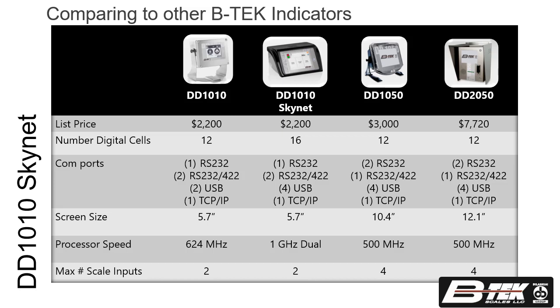In addition to the differences compared to the original DD1010 on this slide, the Skynet comes standard with inputs and 2 optically isolated outputs. It also has additional options like an HDMI output to go to a monitor and a dual serial card.